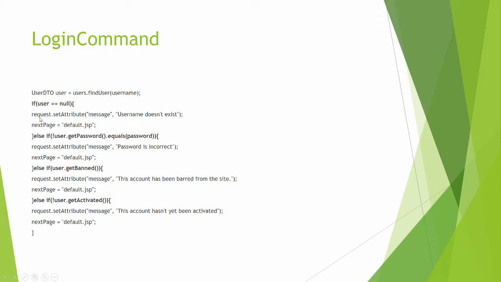If the database cannot find any user, that means the username doesn't exist. If the username is found, we check against the password. If the password is incorrect, the message "password is incorrect" will be displayed. If the user is banned, the message "this account has been barred from the site" will be displayed. If the user hasn't activated the account yet, the message "this account hasn't yet been activated" will be displayed.